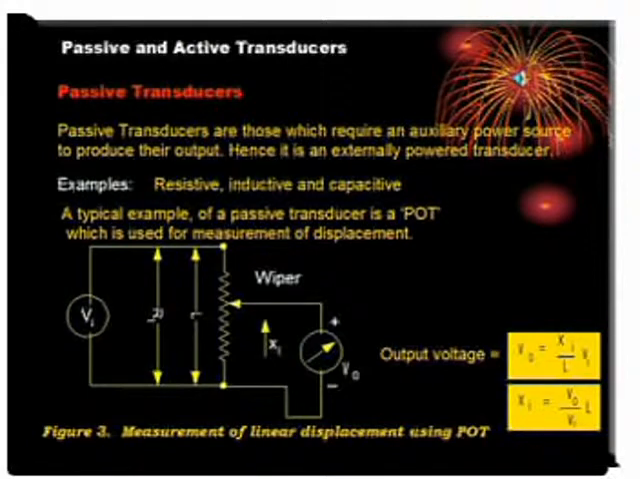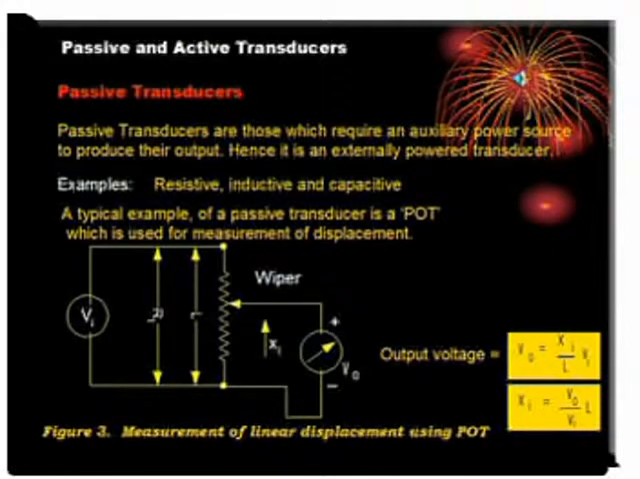I explain passive transducer with the help of one example, that is the measurement of linear displacement using potentiometer as shown in figure 3. Actually, this circuit setup requires two components. One is potentiometer and another one is power supply. Connections are made as shown in figure.